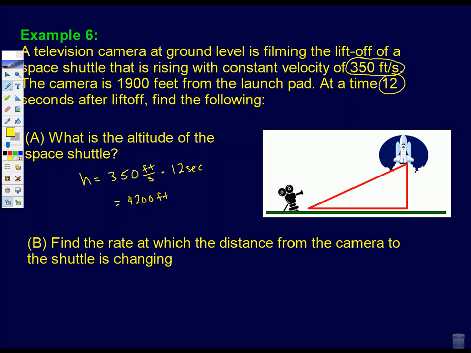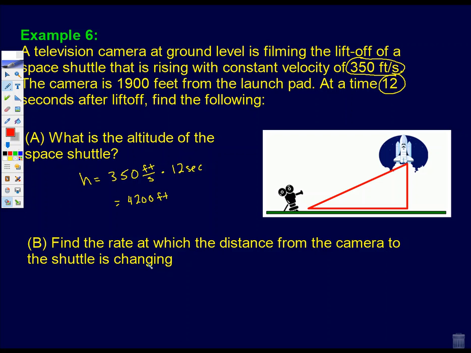So we're going to be studying this rocket and some of the changing distances in this story at the instant that the rocket is 4,200 feet in the air, which is 12 seconds after liftoff. I think it's time we go look at what other things we're going to be solving, and then we're going to go back and label this picture a little bit better. The first related rate question is going to be to find the rate at which the distance from the camera to the shuttle is changing.